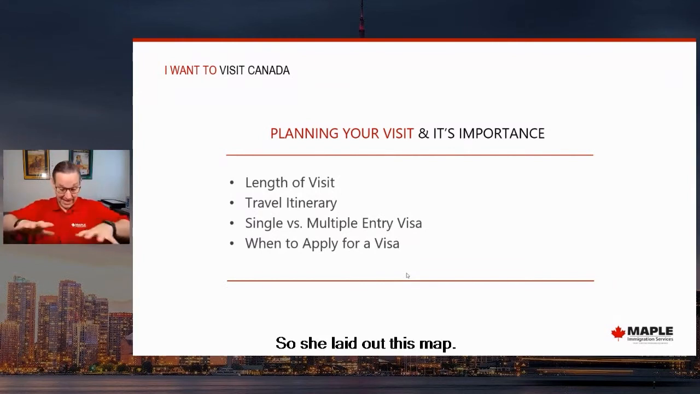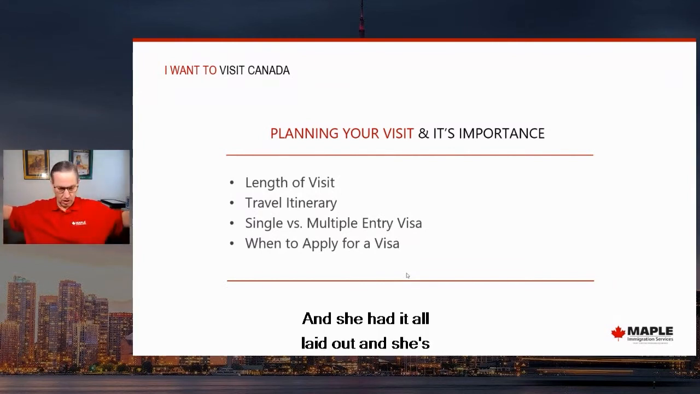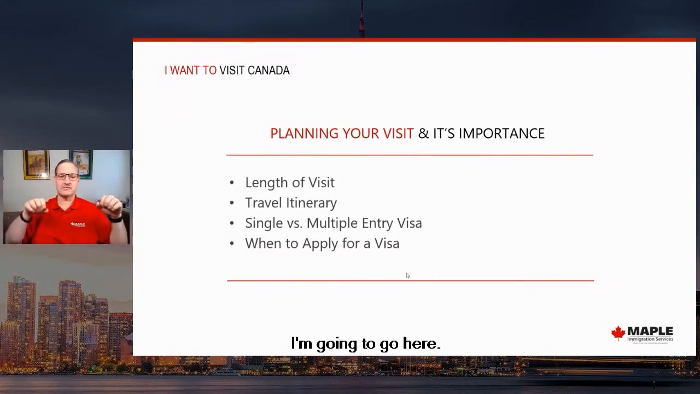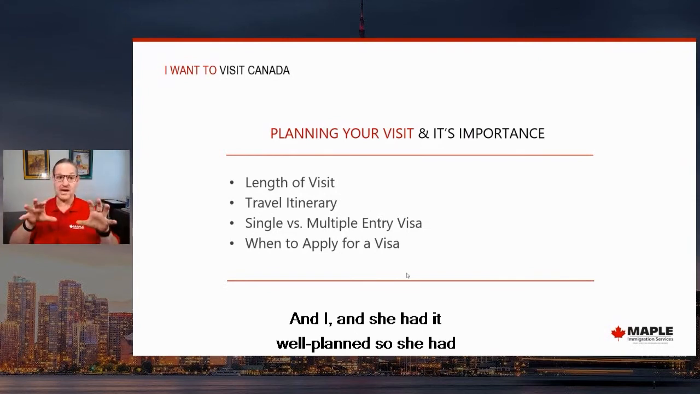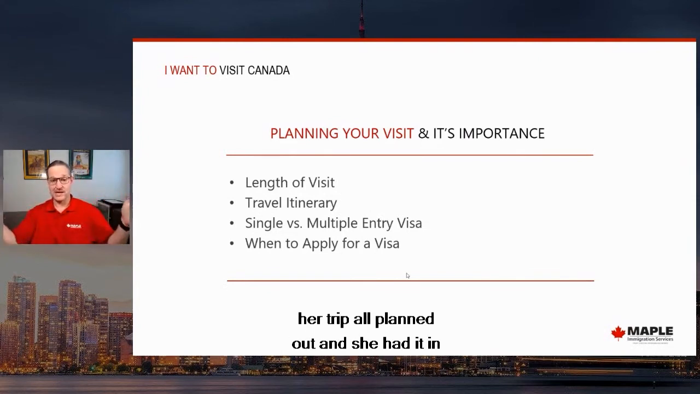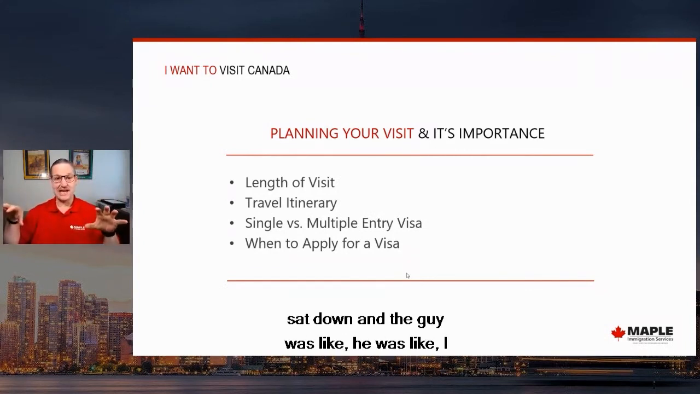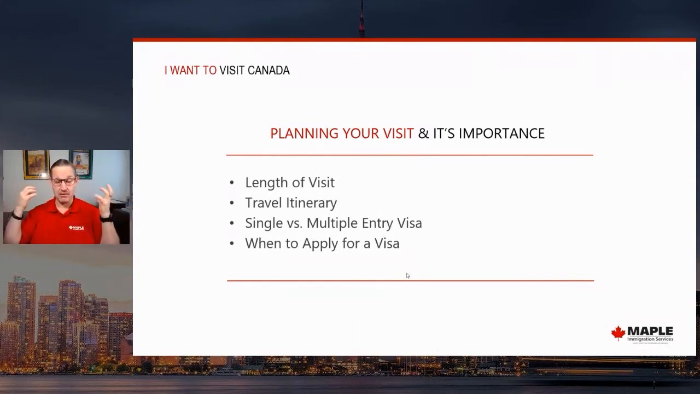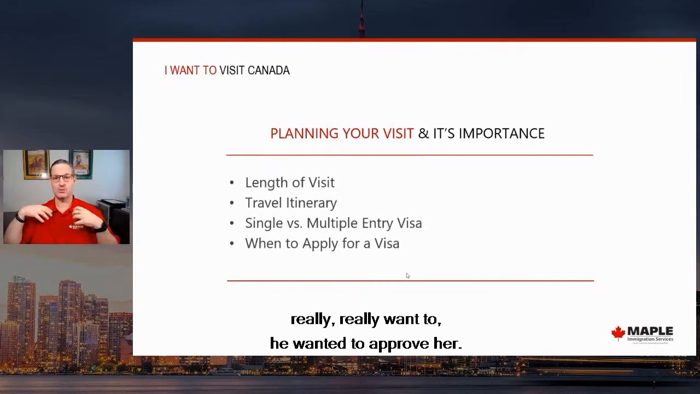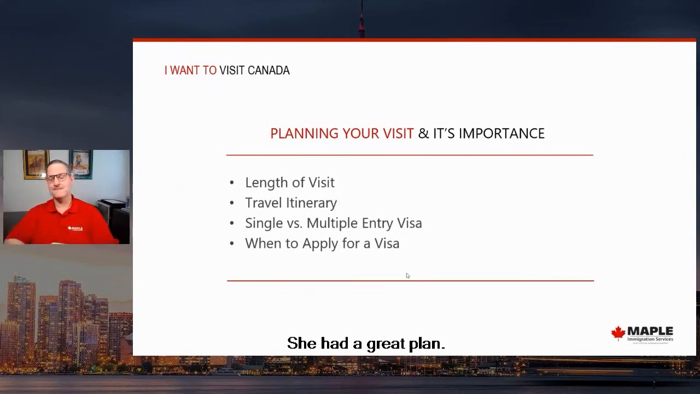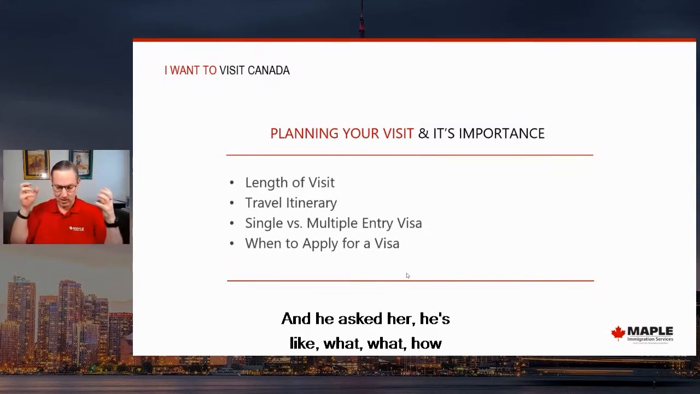She laid out this map and said, "I'm going to fly into Vancouver and I'm going to go here." She had her trip all planned out, and she sat down. The guy really wanted to approve her. Everything made sense. She had a great plan, she just didn't have enough money to get from one side of Canada to the other. He asked her, "How are you going to do this?"